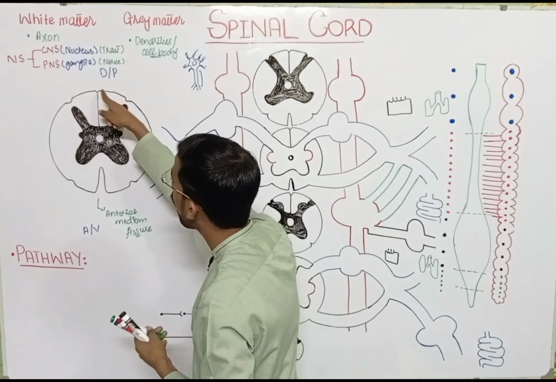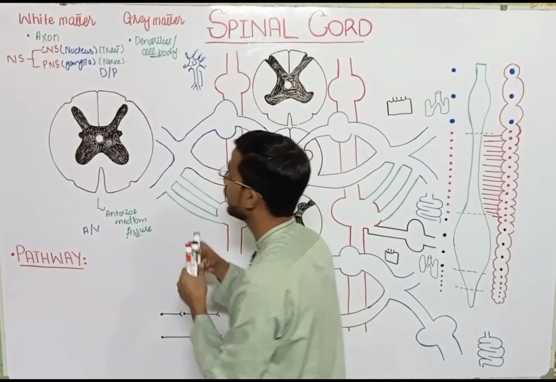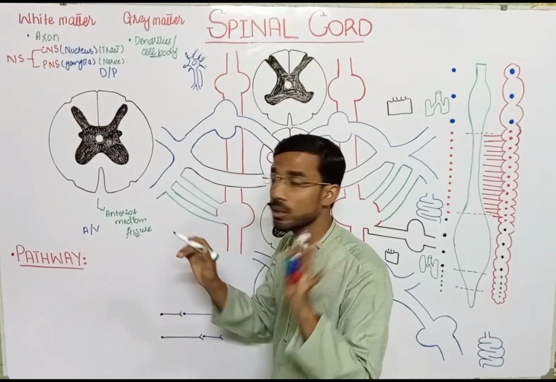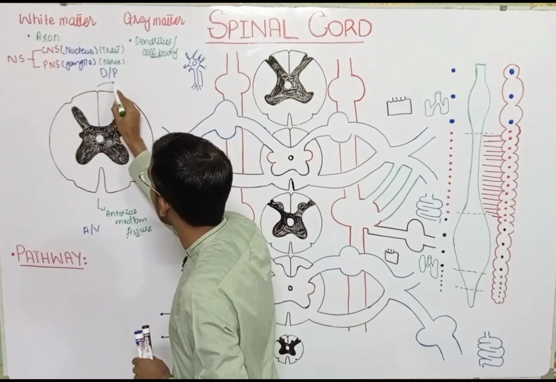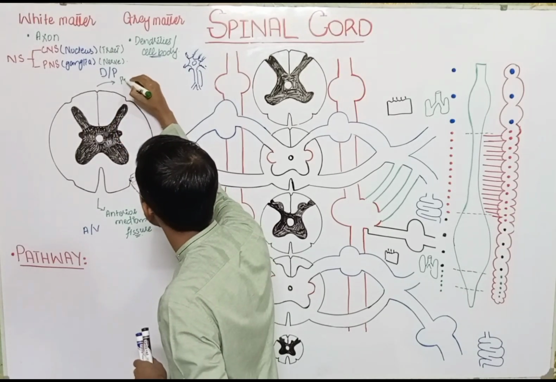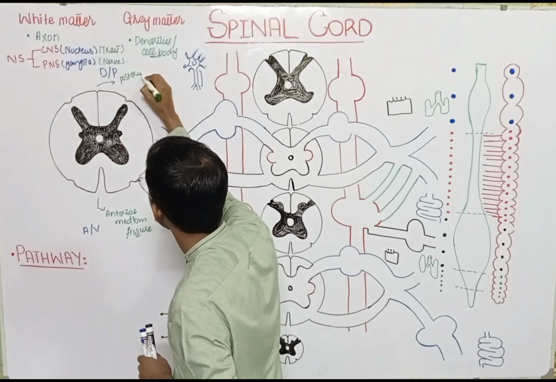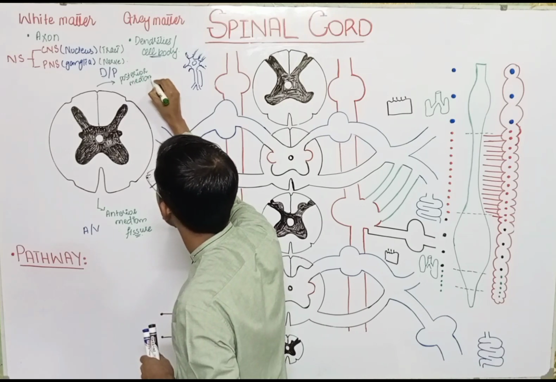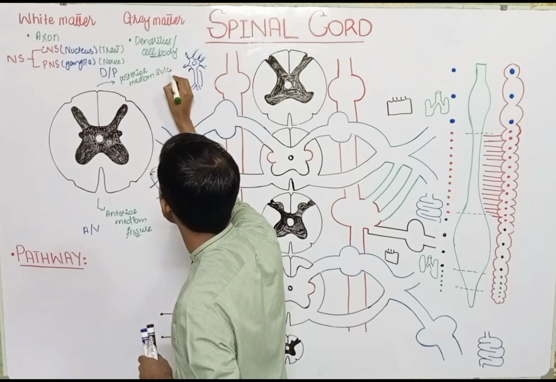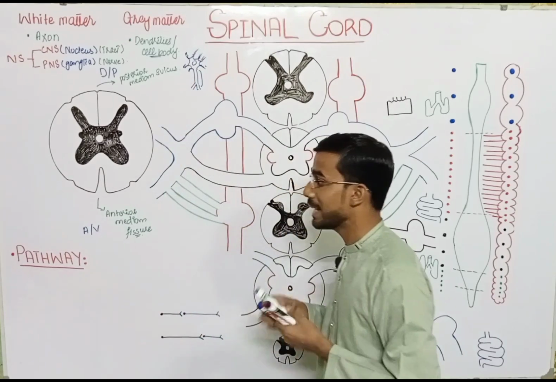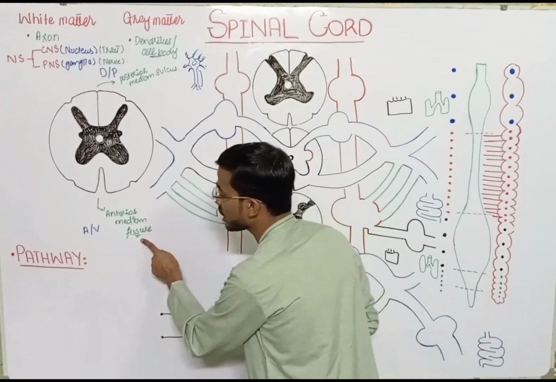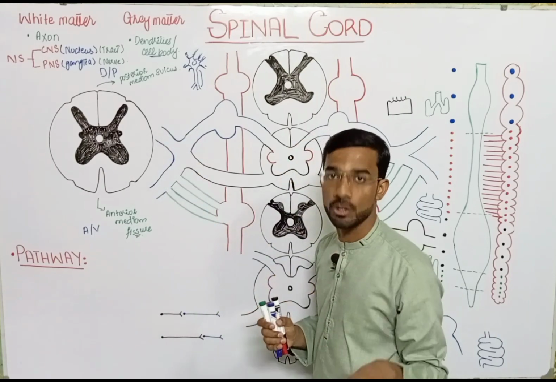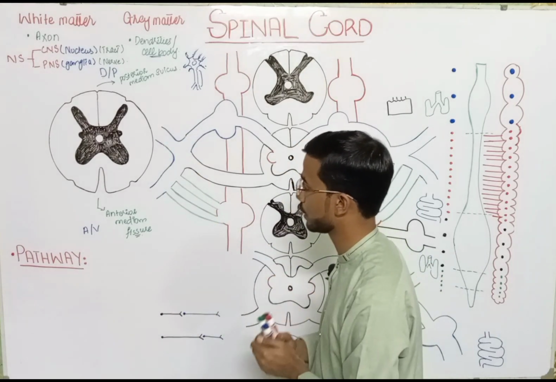On the opposite side, on the posterior side, you will see a small groove, and this small groove is called the posterior median sulcus. Now the basic difference: a fissure is a deep groove, but a sulcus is a shallow groove. So this is actually the basic difference.